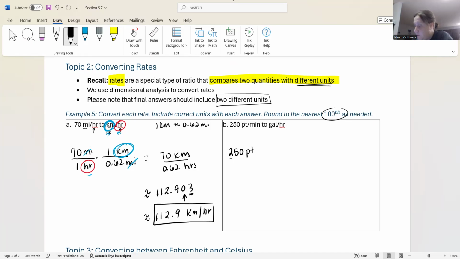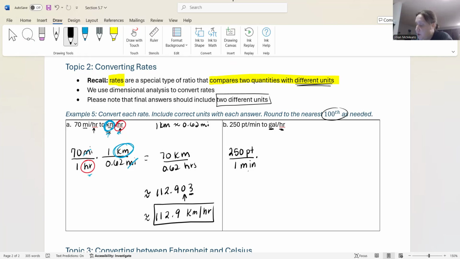So 250 pints in a single minute, okay? But our conversion that we want to convert to, we need to convert pints to gallons and minutes to hours. So I need gallons in the top, hours in the bottom. This is going to be a big conversion. We're going to have several unit fractions here. So we first need to decide, are we going to deal with pints and gallons or are we going to deal with minutes and hours? And it does not matter. So let's say we deal with pints and gallons first, okay?